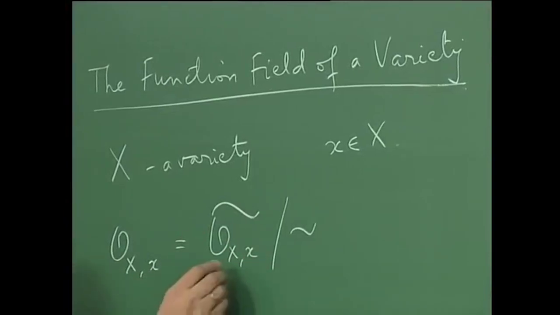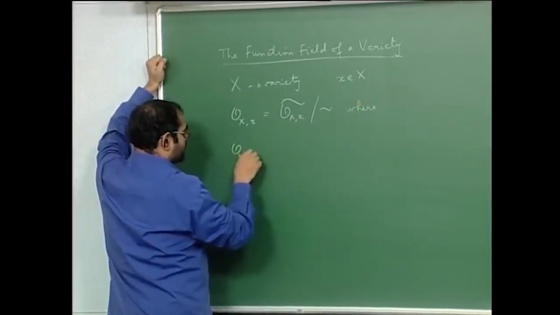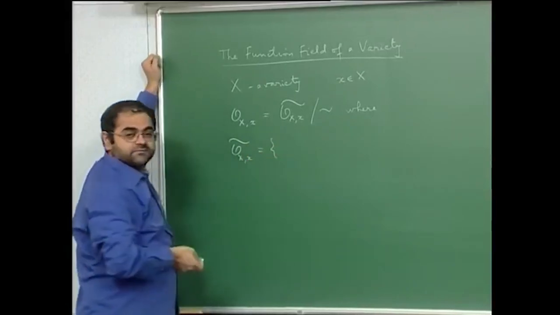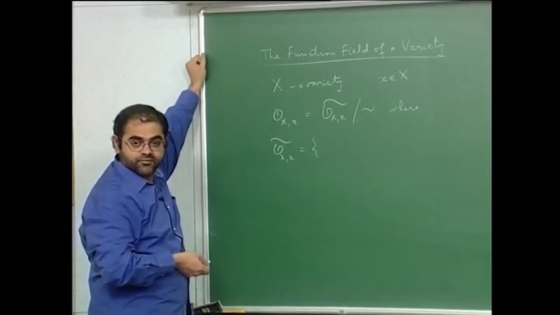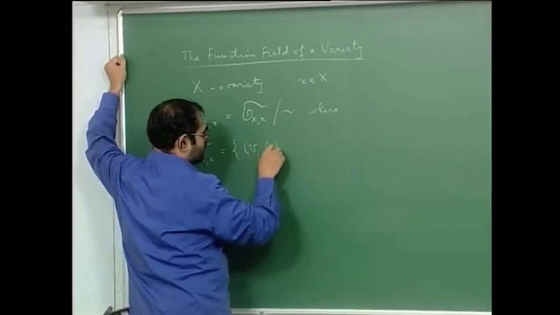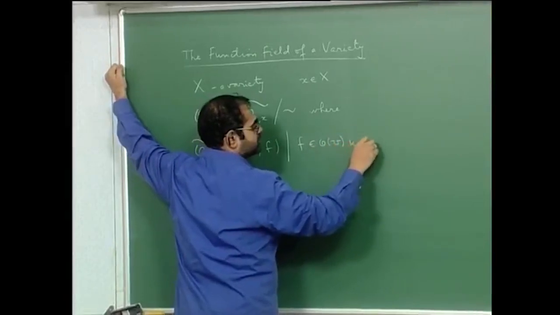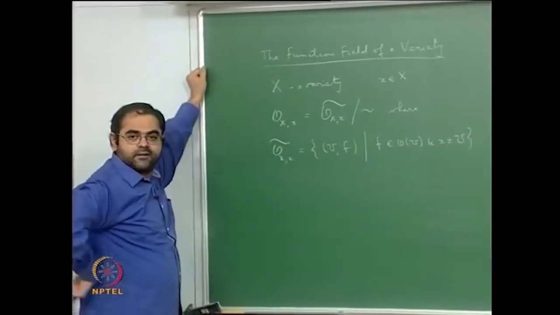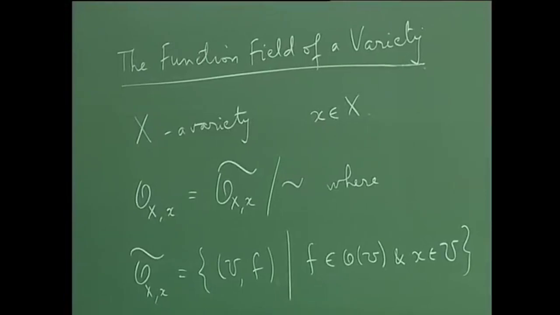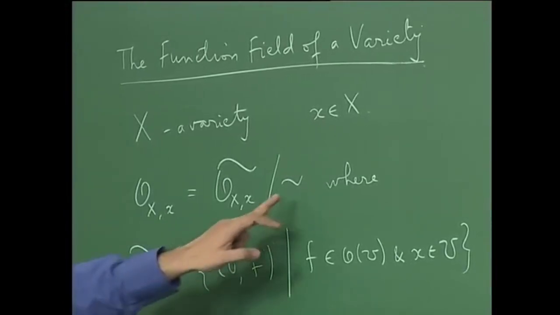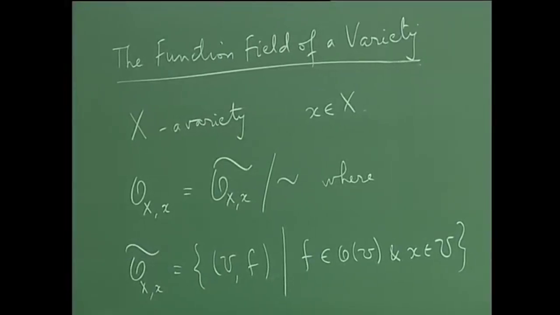And what was this O-tilde_{X,x}? These were just pairs of functions which were regular in some Zariski open neighborhood of the point x. So this consisted of pairs of the form (U, f) such that f is in O(U) and x belongs to U. You are just looking at functions which are defined on an open neighborhood of the point x and which are regular. You took two such pairs, and what is the equivalence relation? Two such pairs will be identified if they define the same function on the intersection.